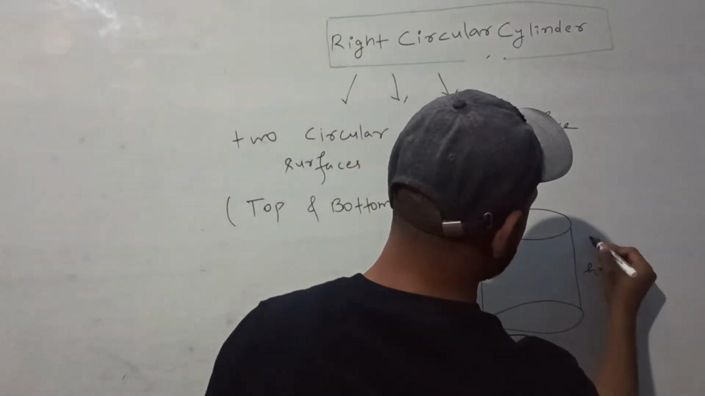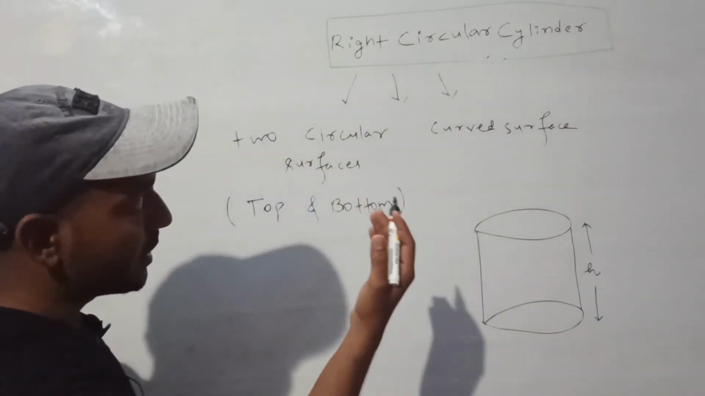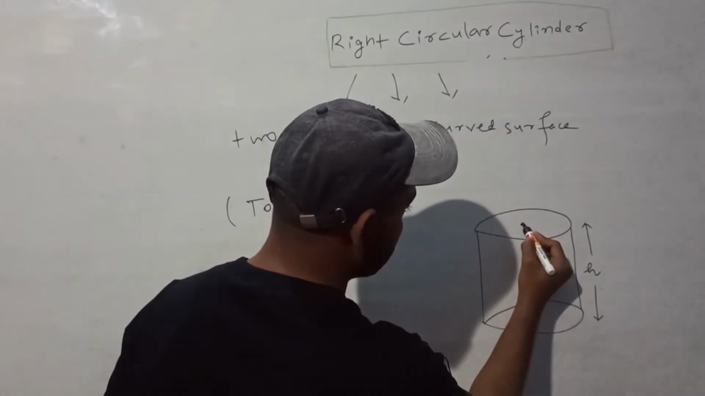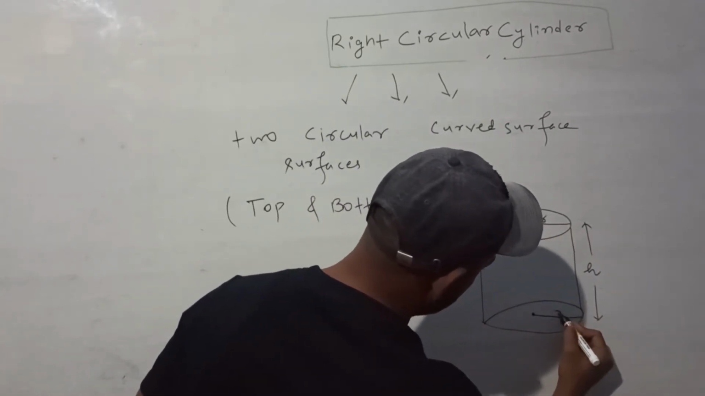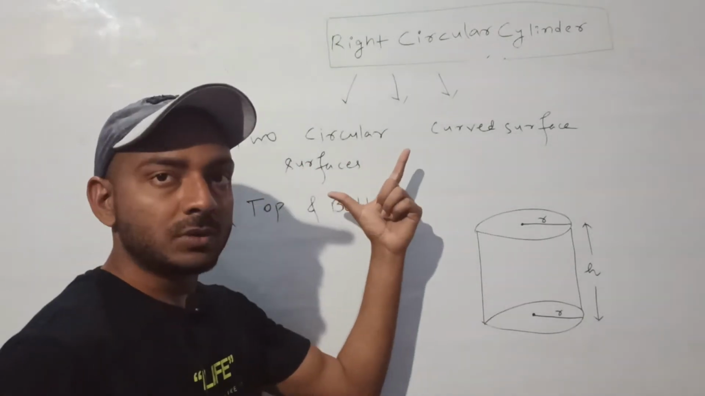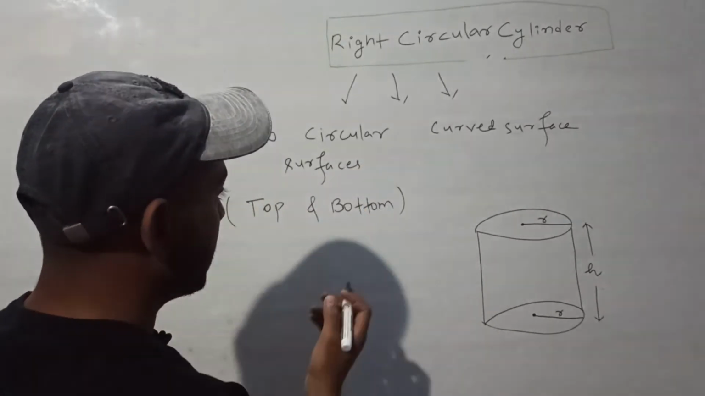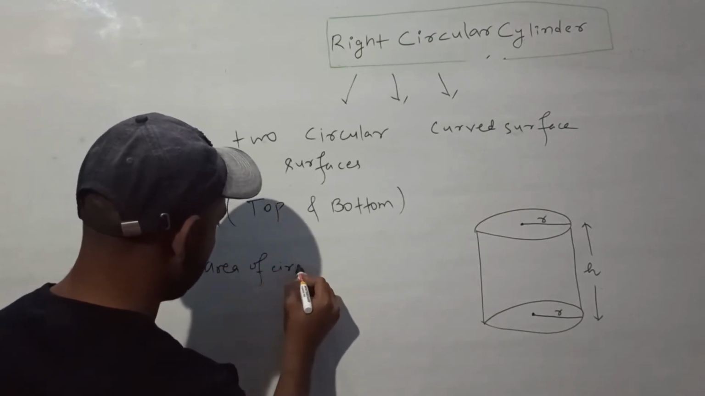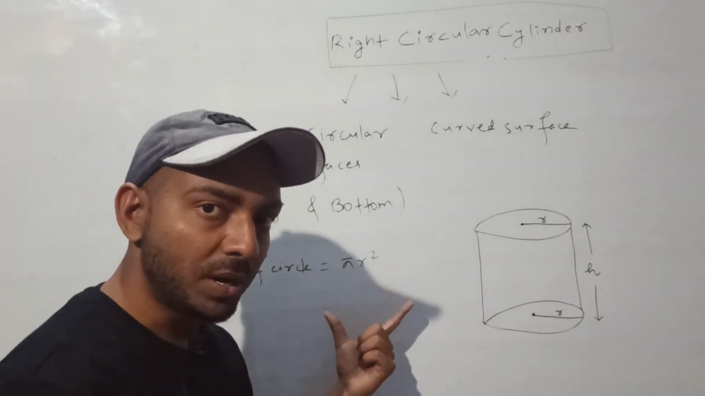What is this? This is the height of the cylinder. And for a right circular cylinder, the cross section is uniform. So, if the radius of this circle is r, then the radius of the bottommost circle will also be r. To obtain total surface area, we have to find the total area of these two circular surfaces. As we all know, area of circle is pi r square.